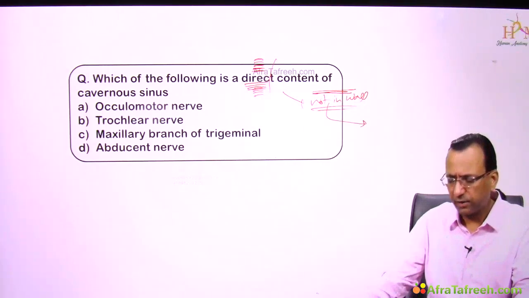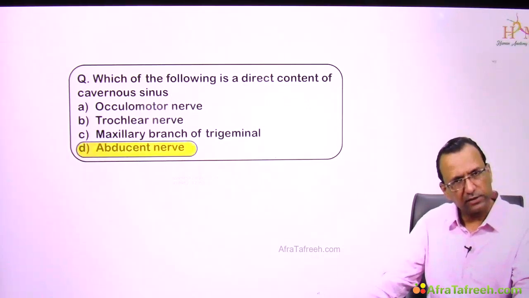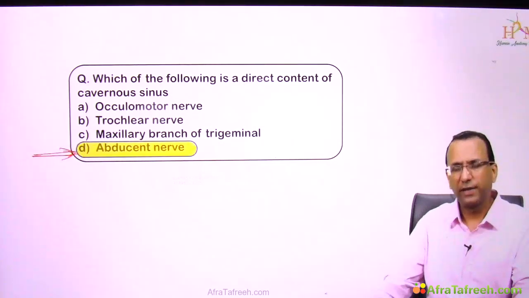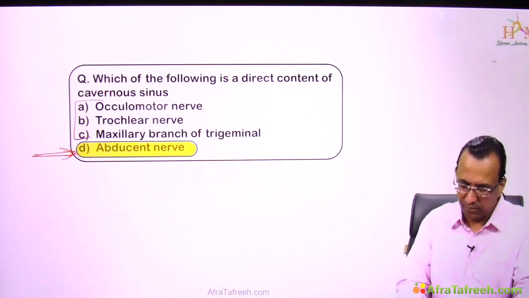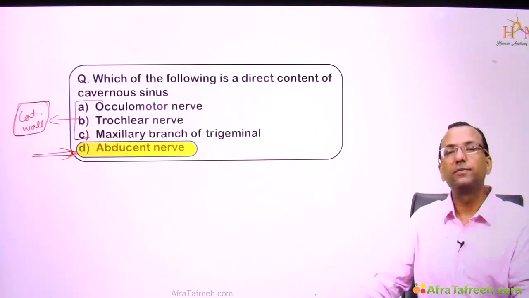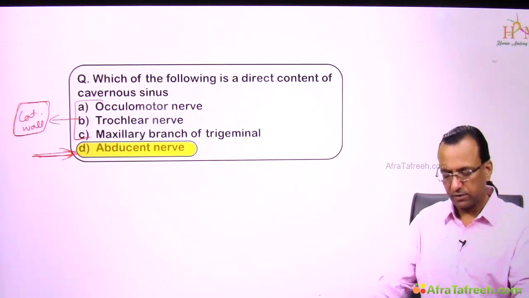Direct content, I think the answer should be abducens nerve, because it is passing through the cavernous sinus. Then what about these? They are in the lateral wall of cavernous sinus, but this is passing through the cavernous sinus. So that is the answer.